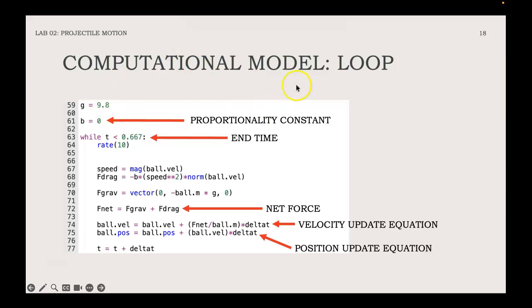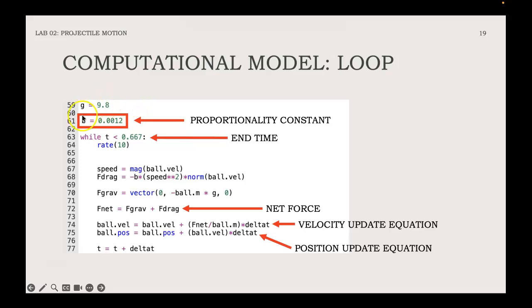Here we have our loop. This loop is used for both the drag and non-drag computational model. The only difference would be our b value here. So for no drag, we would set this equal to 0. We have g equal to 9.8. We have our end time in our while loop. We have our drag equation here, and we use the mag and norm functions to find the magnitude and the unit vector respectively. We also have our gravity here as a vector, and then we add these two forces up to get net force. And then we also include our velocity update equation and our position update equation, which update iteratively through our while loop.